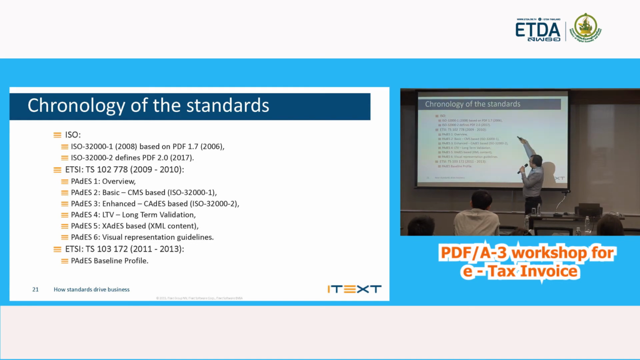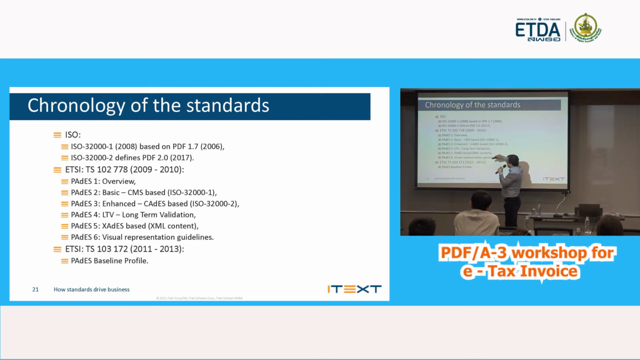And because of this large gap between the two, ETSI, another standards body, started making PAdES, PDF Advanced Electronic Signatures, and they kind of updated the specification based on new insights. And in ISO 32000-2, published in 2017, parts of these standards were introduced in the core PDF standard.